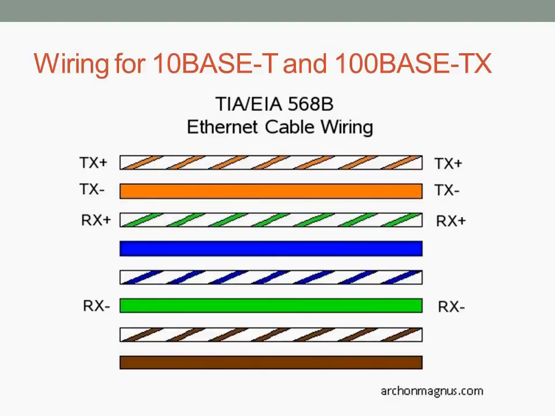The green-white wire is on pin 3 and the green-dark wire is on pin 6. Basically, the reason that it skips around like this is to avoid interference between pairs. So what happens is pins 1 and 2 are used for transmission, and pins 3 and 6 are used for reception. This is what I would consider to be a transmit device. More on that here in the next slide.